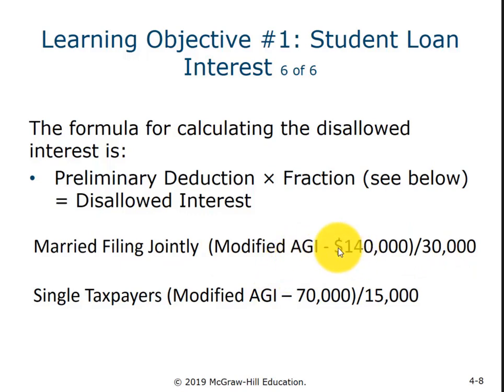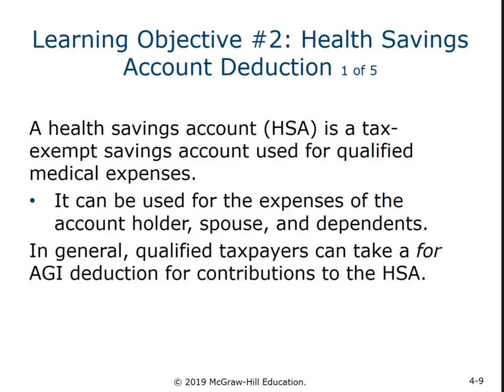But less than that, if it's between $140,000 and $170,000, then you take the modified AGI, subtract the $140,000, take the difference, and divide by $30,000, and that's the fraction of the interest that is disallowed. You'll be able to deduct the remaining amount. So remember that when you're doing the calculation, you're calculating how much you can't use, and then you'll be able to put on the return the part that you can use.